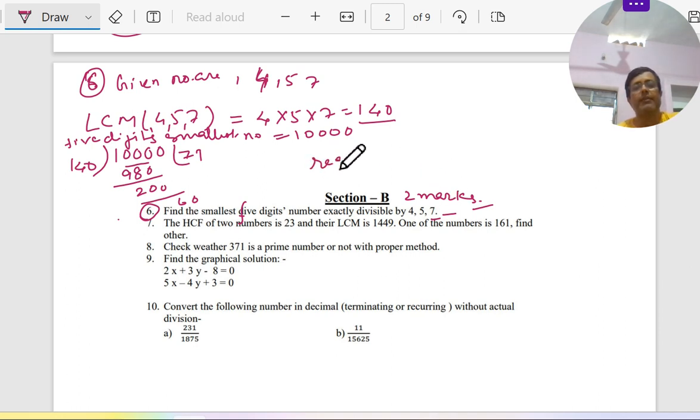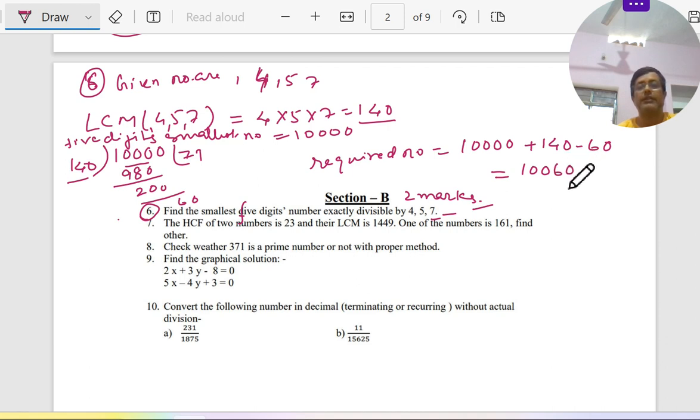So here the required number will be equal to, I had told you, or you should know this. In this case, if you are getting some remainder, you will subtract this remainder from the divisor and add it to the dividend. So your answer will be 10,000 plus 140 minus 60. So you get here 10,080. Sorry, 10,080 it will be. I hope it is clear.